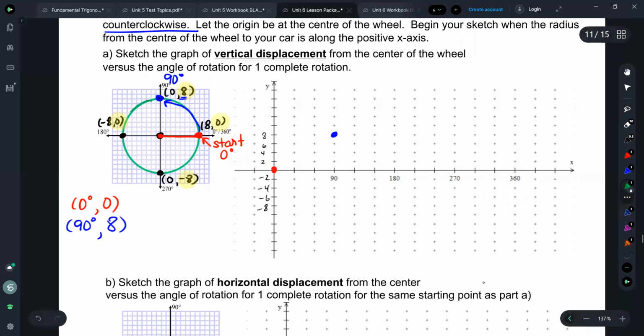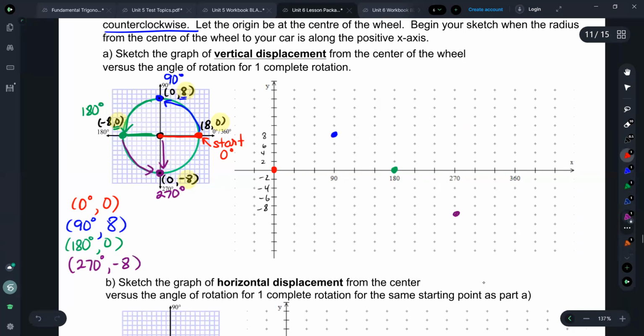Okay, next one, if I rotate down here, I've now rotated 180 degrees from where I started. And we are horizontally in line with the center, right, Jose? So where are we? We're looking for the vertical, so it's at 0 vertical. So 180, 0. Okay, next one, we've now rotated 270. What's the displacement? We're now 8 units below the center, so we are at -8 at 270.